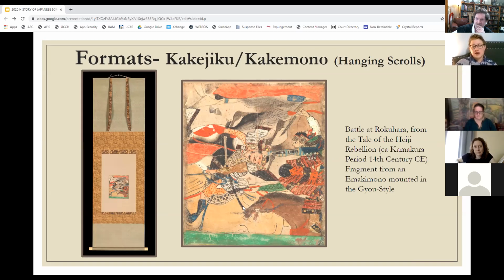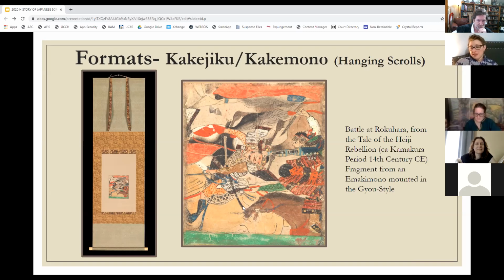And this is one of my other favorites. This is the Battle of Rokuhara from the Tale of the Heiji Rebellion in the Kamakura period. This is a piece of the emakimono. Somebody said, I really like this piece, and I can't blame them. Who wouldn't like a dude that's trying to stab another dude and rip off his helmet?